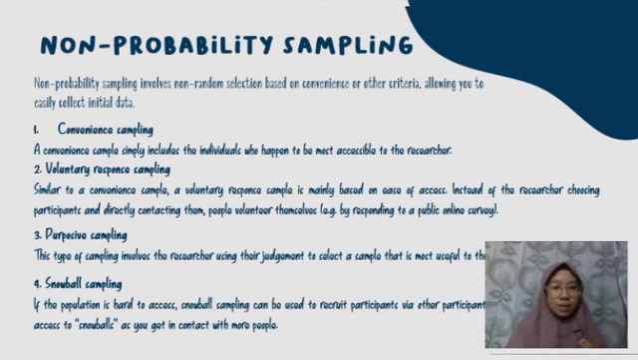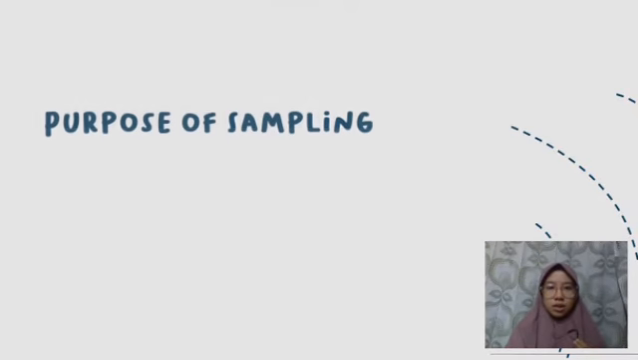Last is snowball sampling. If the population is hard to access, snowball sampling can be used to recruit participants via other participants. The number of people you have access to snowballs as you get in contact with more people.